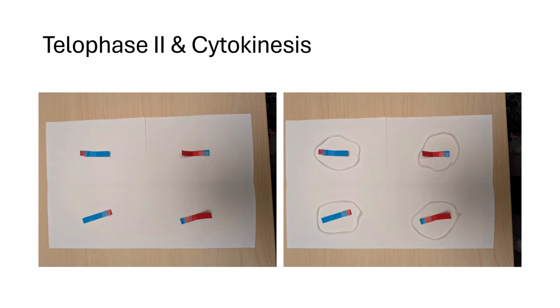After the second division, 4 haploid cells are formed. Nuclear envelopes reform around 4 sets of chromosomes. Because of the crossing over and independent assortment, none of these cells are genetically identical to each other or to the original parent cell.